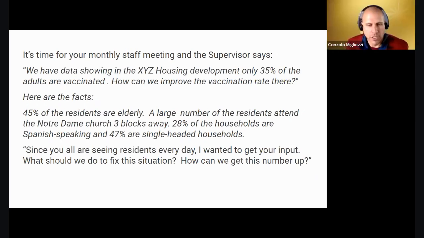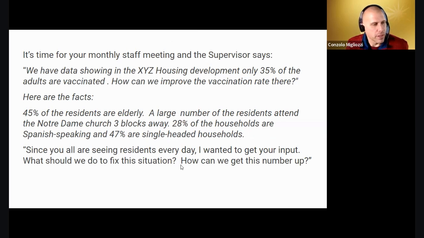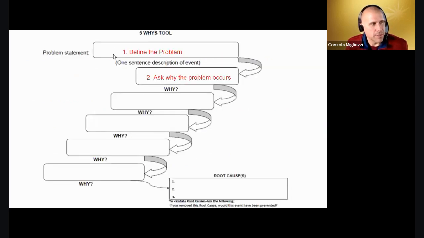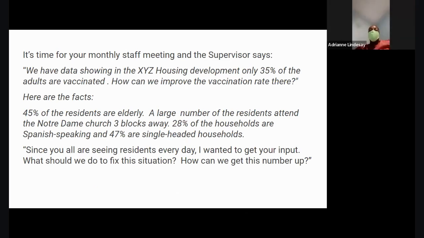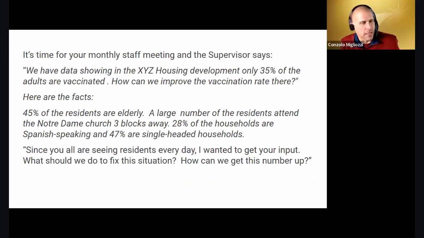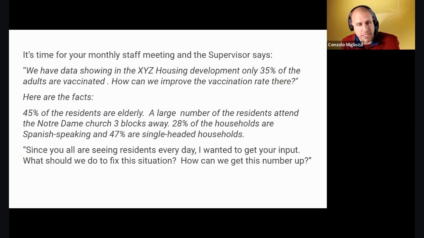Great, thank you. So this activity would be to, once I hit, there we go. So problem statement, define the problem. So what's the problem there? The problem is only a small percentage of people are vaccinated. Absolutely. Exactly. All right. I think we agree on that, right? Only 35% of the adults are vaccinated in this specific housing development.